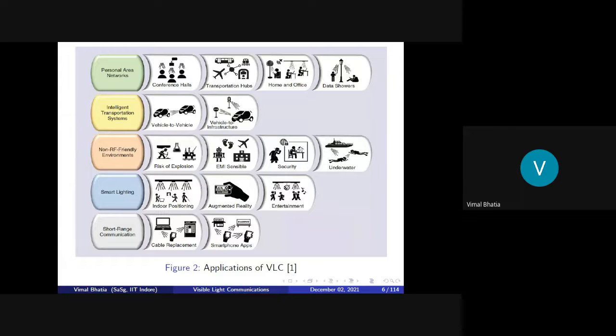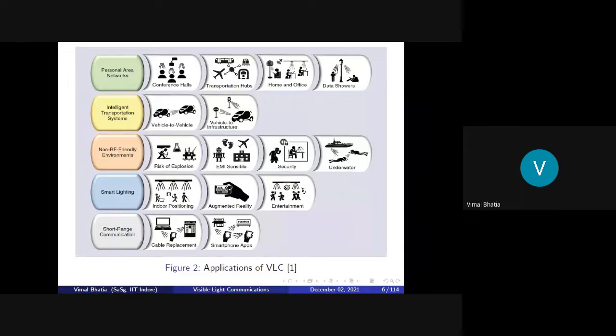Then this is another very interesting area of applications: non-RF friendly environments where we have risk of explosion. So we have exploration, and mines where RF is prohibited. We have refineries and chemical plants where RF is prohibited. It can be used in hospitals, and it is also being used underwater. Security is something I already told you about, because the light cannot go outside and eavesdropping is difficult. And hospitals and airplanes, it can be used there as well.